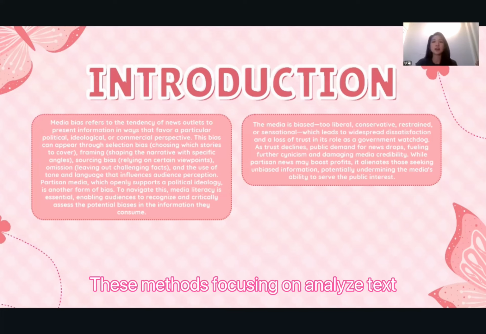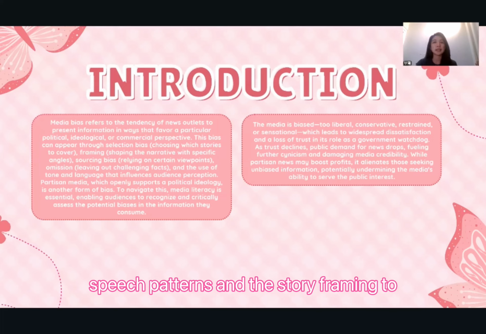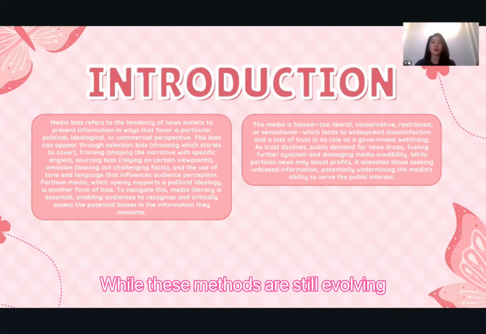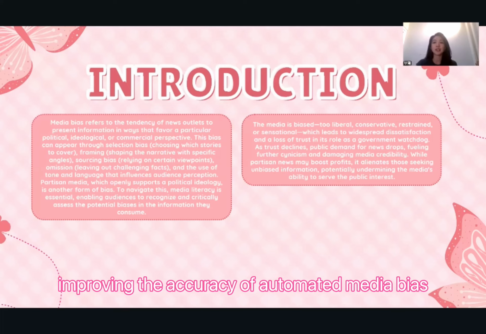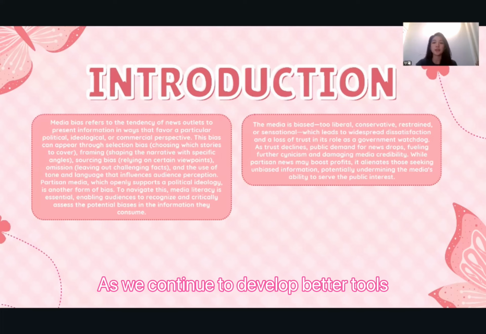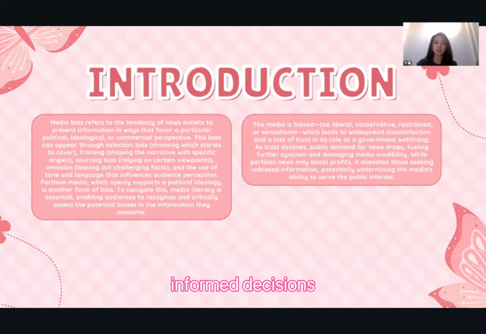These methods focus on analyzing text, speech patterns, and story framing to identify whether an article or report is biased. While these methods are still evolving, the potential for improving the accuracy of automated media bias detection is significant. As we continue to develop better tools, we can detect media bias more reliably and help the public make more informed decisions.